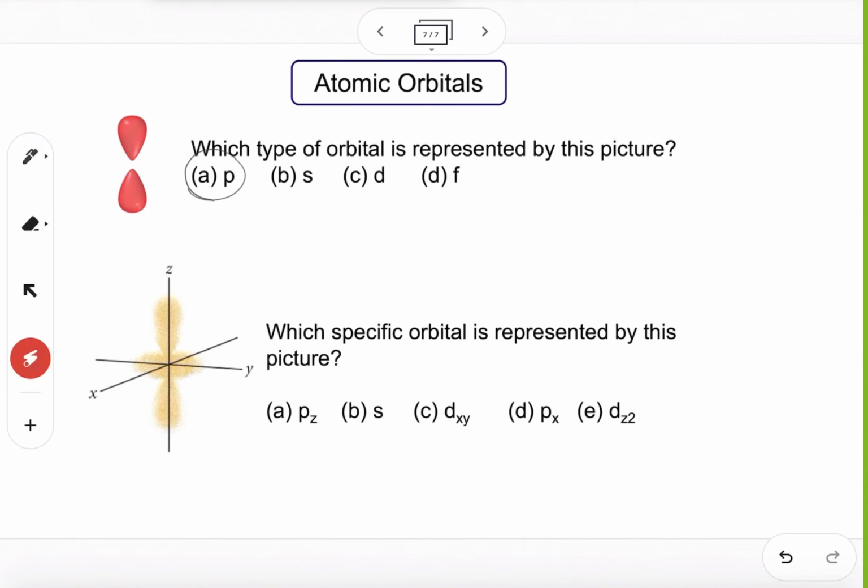Question number 2, which specific orbital is represented by this picture? Well, you can see that this one has a donut ring here and 2 lobes on the z-axis, and again, it's one of the 5 d orbitals. More specifically, it's going to be the dz squared orbital. So the answer is E. All right, if you have any questions, let me know.